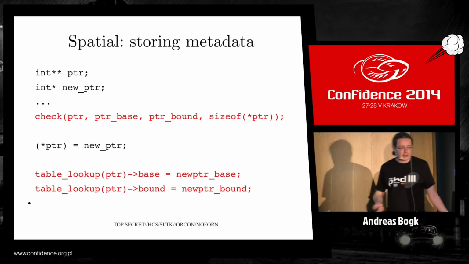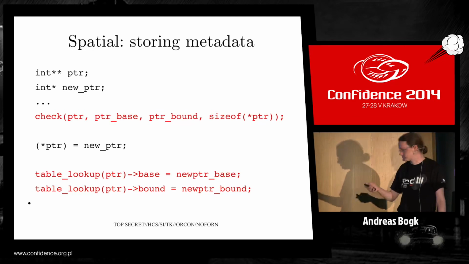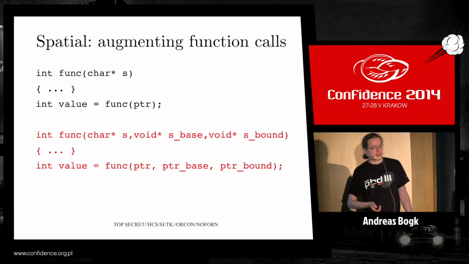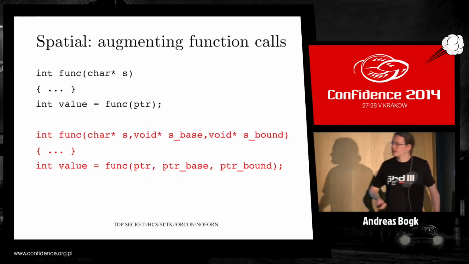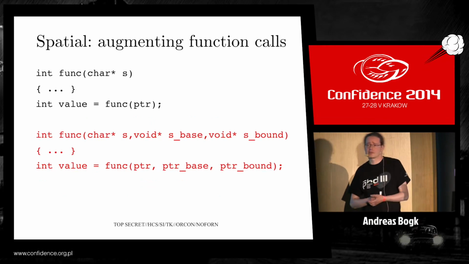The table gets populated when you do the other way around. When you write a pointer to memory, then the table is populated with the base and the bound value for that very pointer. That's not terribly efficient. Actually, it's the biggest source of performance penalty inside the whole project.